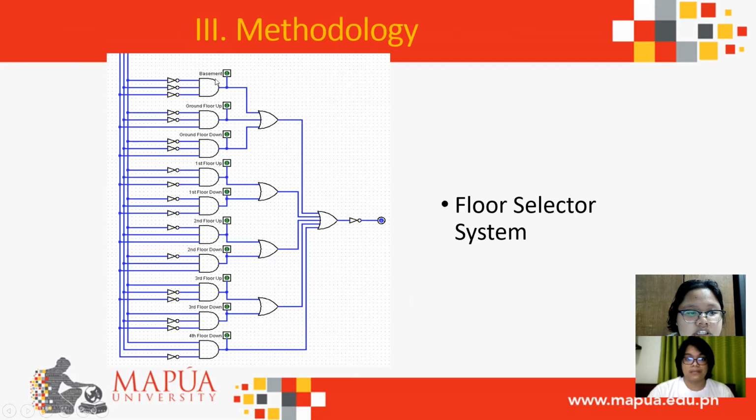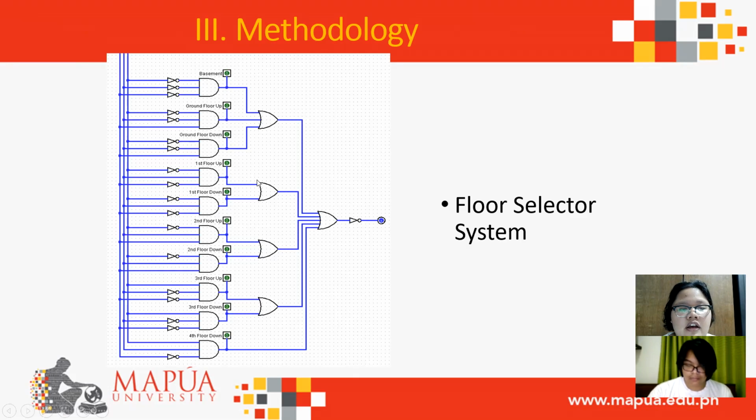And for the floor selector system, we have made this circuit. So for the basement, we only use one AND gate, and the 3 pins are connected to the NOT gate going to the AND gate, and having this input of basement which is connected to the OR gate. Since the basement will go up to the ground floor and the ground floor can also go down to the basement, we already use 2 AND gates for the ground floor for going up and going down.